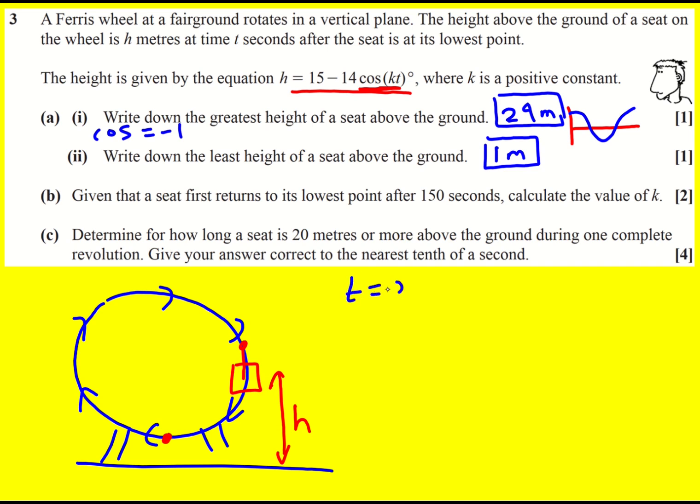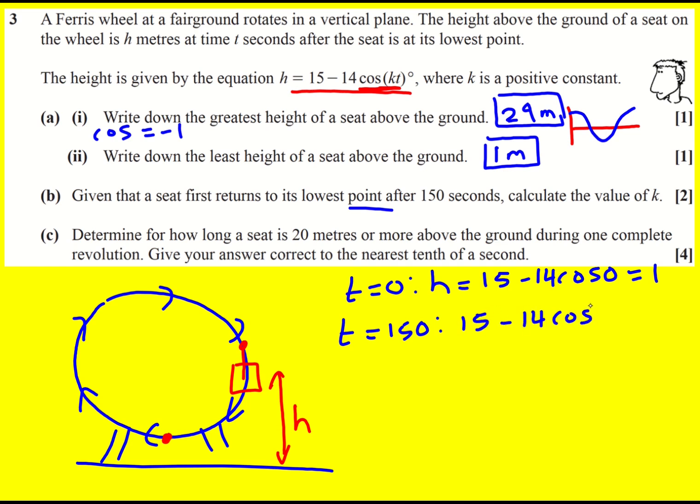So when t is equal to 0, we're going to have h is 15 minus 14 times cos 0, so 1. So it's at the lowest point then. And then let's take a look at 150 seconds. Because we're told again it reaches its lowest point, it must be that 15 minus 14 cos 150k is again equal to 1. And we've got a trig equation to solve.